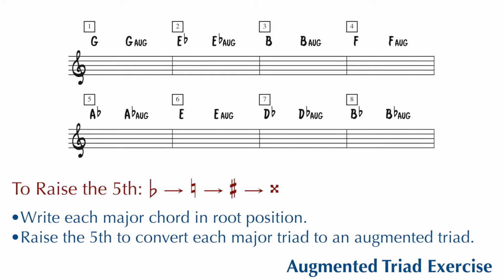After you write each major triad, you can convert that triad into an augmented triad by raising the fifth a half step. And remember, if the fifth is a flat note, you're going to change it into a natural. If it's a natural note, you're going to change it into a sharp note, and if that fifth is a sharp note already, you're going to change it into a double sharp.